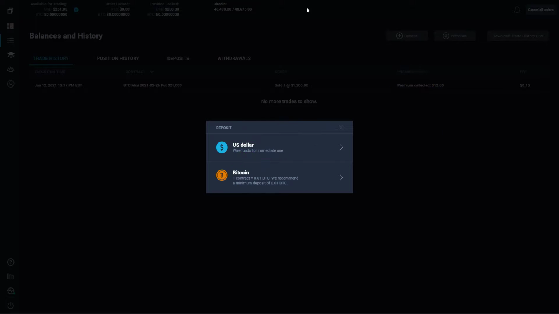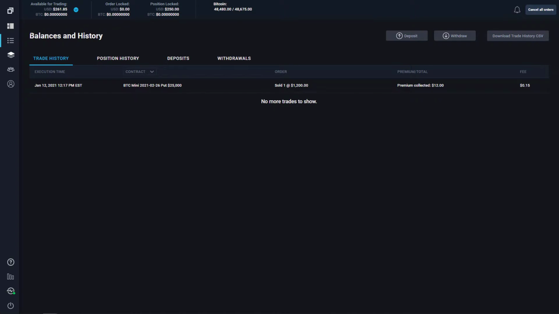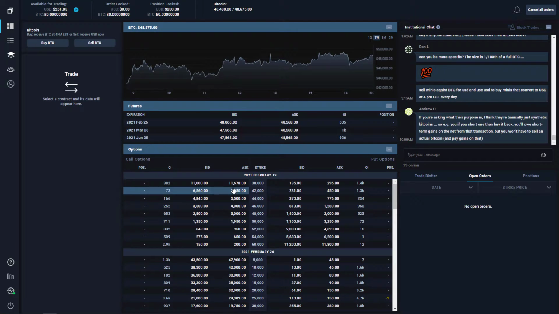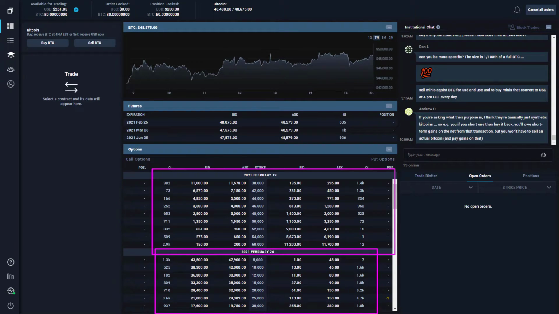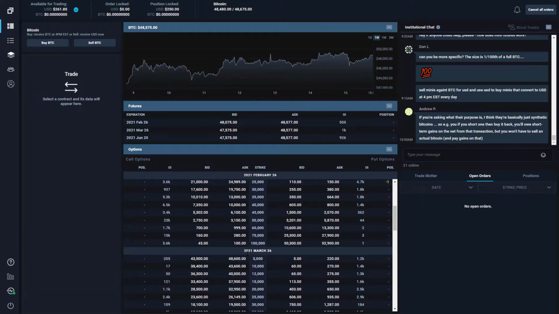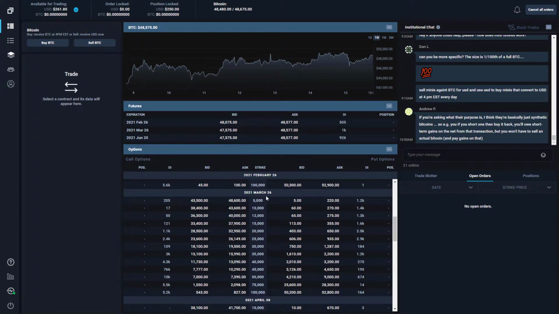All right, so if you get past that point and you get your account funded, we're going to go back here to the dashboard, and this is where the action is. And really what we're going to find is that there's going to be different expiration dates. So for example, these options will all expire on the 19th of February in the year 2021. These options down here will expire on the 26th of February, 2021, and so on.